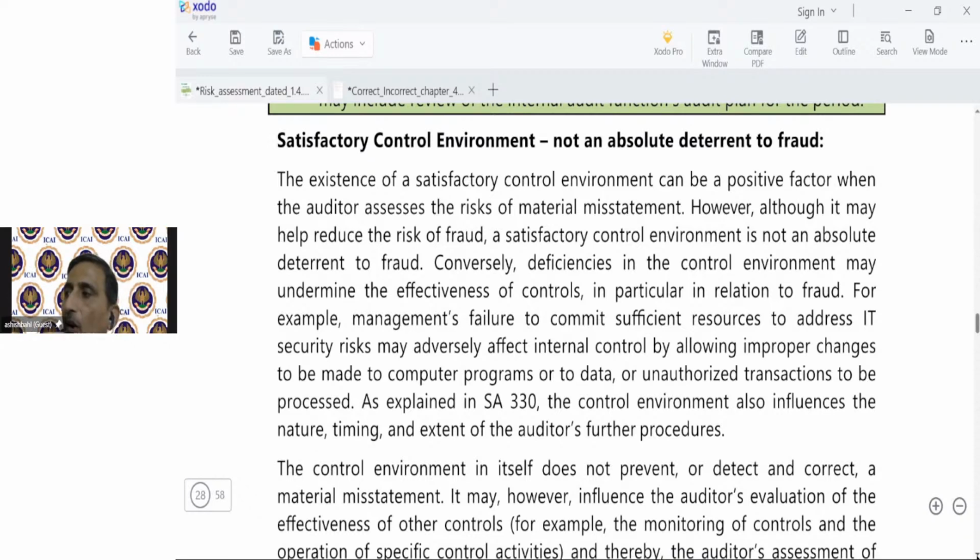So I am again repeating all the names of the 5 components. These are control environment, number 1, number 2, the entity's risk assessment process, third is information system, including the related business processes relevant to financial reporting and communication, fourth is control activities, and fifth is monitoring of controls. So the names of the components you have to remember by heart, and you also have to understand the meaning of all these things, what are the main points, and write it in your own words.